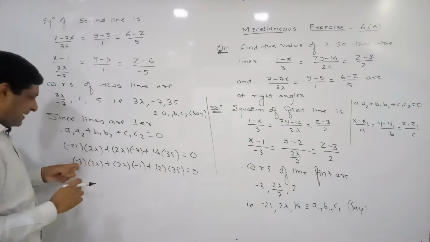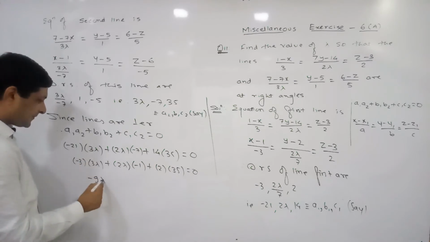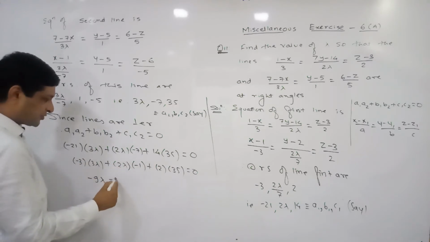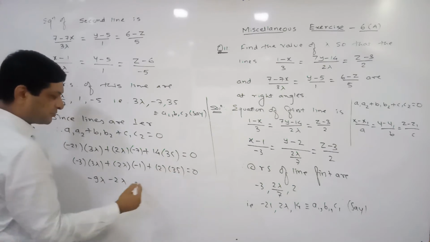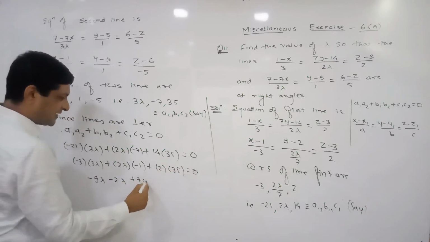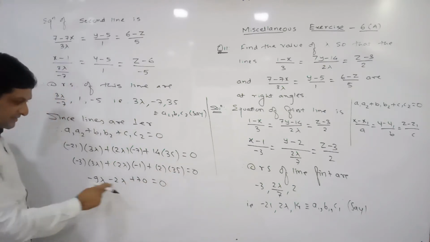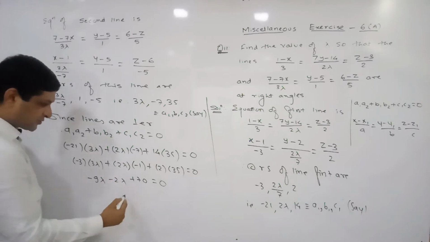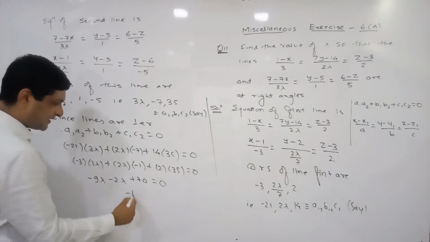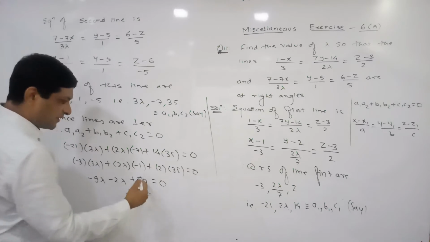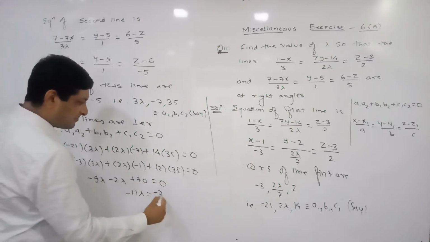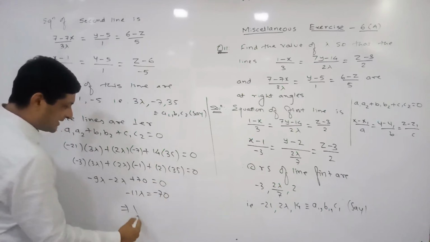7. So here -9 lambda, and here we will get -2 lambda, and here 2 into 35 will be equal to what? 70 is equal to 0. So collect the terms of lambda. -9 -2 will be equal to 11 lambda is equal to plus 70, on this side will become minus 70.